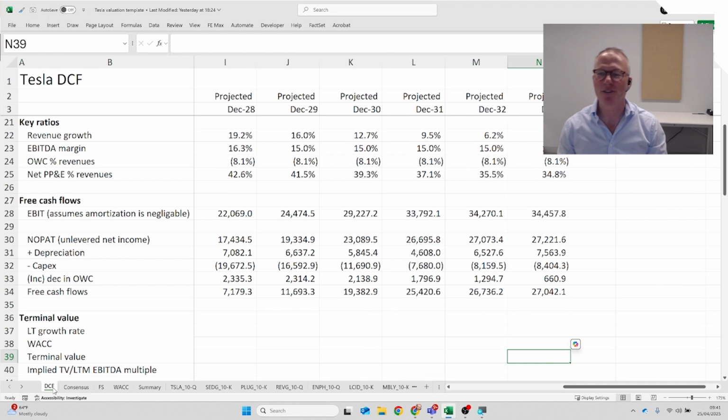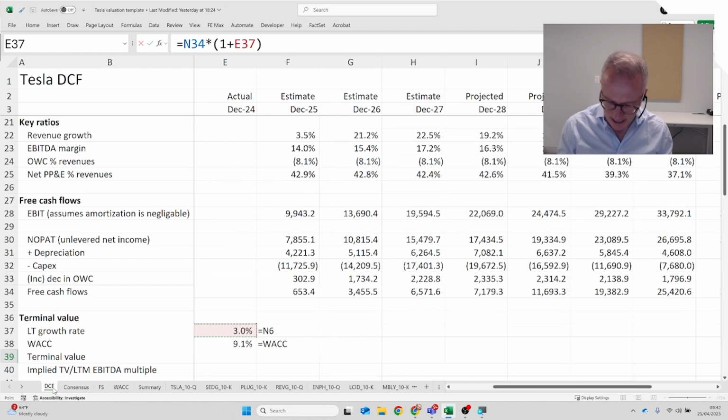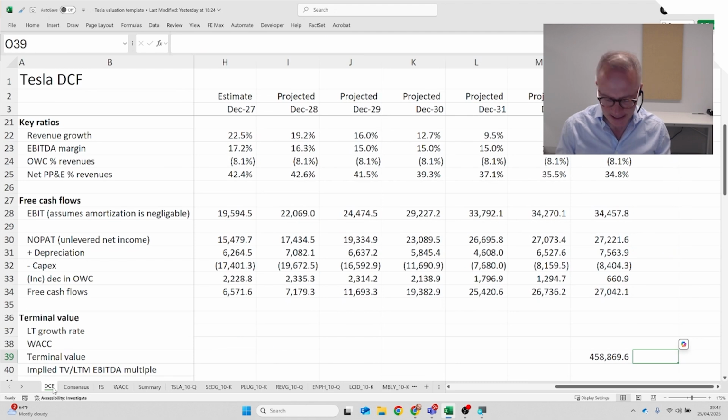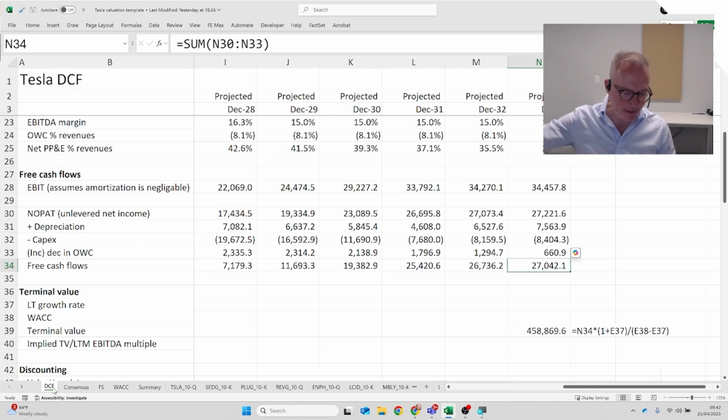The terminal value is literally everything after 2033. So I'm going to take my free cash flows in that year, and use the Gordon growth model. I've got to actually project it out to 2034, so I'm going to multiply that by 1 plus the long-term growth rate of 3%. Then I'll divide that by the cost of capital, WACC, minus the long-term growth rate. This is just a mathematical simplification of valuing that cash flow of 27 billion to infinity and beyond.